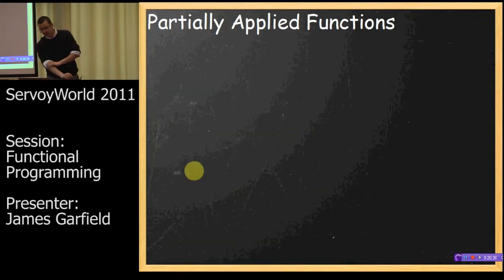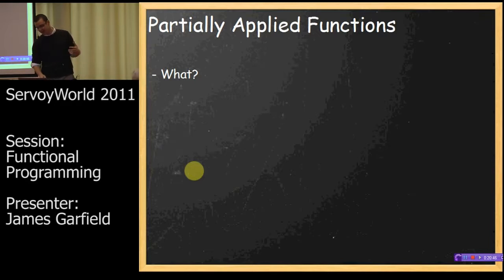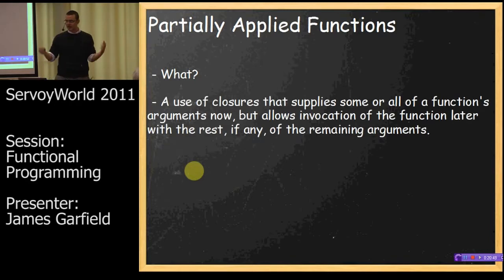Something we can do with closures are partially applied functions. What is that? Partially applied functions are a use of closures that supplies some or all of a function's arguments now, but allows invocation of the function later with the rest, if any, of the remaining arguments. What? Let's look at some real code for a minute.